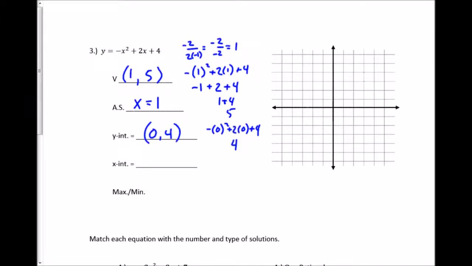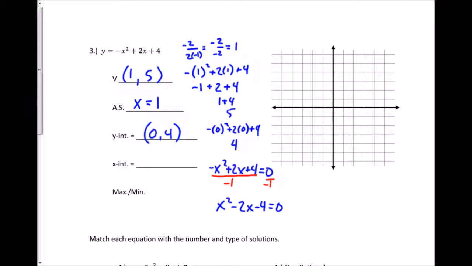The x-intercepts are going to be a negative x squared plus 2x plus 4. I plug a 0 in for y. So I set this equal to 0. And if I'm trying to solve this, the first thing I'm probably going to do is divide each side by a negative 1. Just because I want a 1 out front, I want to see if I can factor this thing. Plus, dealing with a negative out front is always a little bit of a pain. So I get rid of that negative.